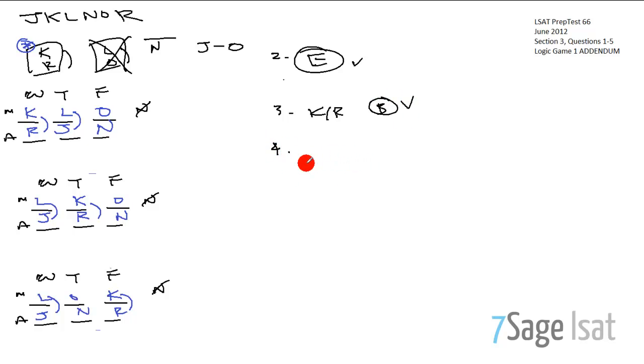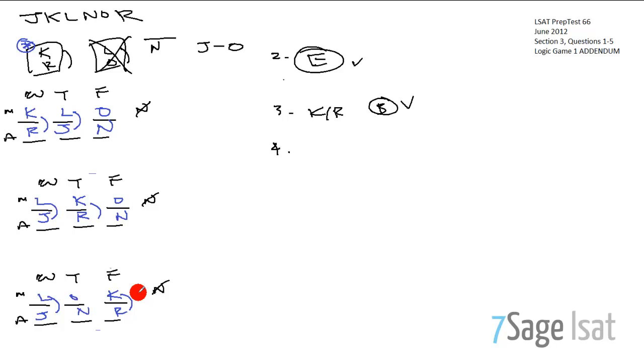Right? Moving to 4. J and K both lead morning sessions. Is that possible here? Yeah. Is that possible here? Yes. Is that possible here? Yeah. Well, so we don't get to eliminate any of the scenarios right off the bat, but it does ask, any of the following could be true except.